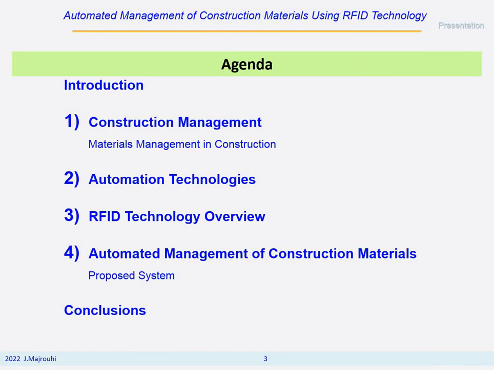The presentation has 5 sections. The first section is construction management, focusing on materials management in construction. Then automation technologies. In the third section, we will discuss RFID technology overview. In the fourth section, we will propose an automated management system for construction materials, and the final section is conclusion.